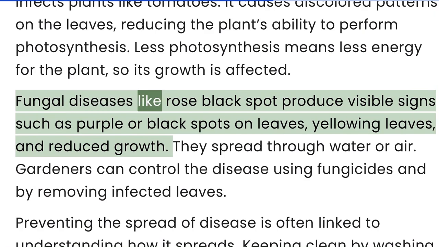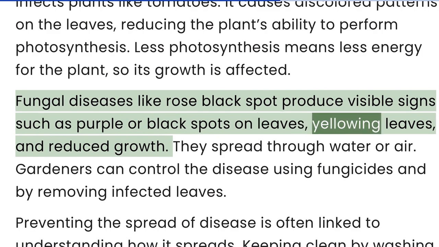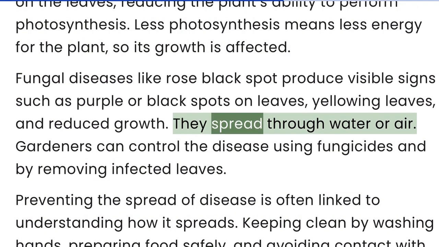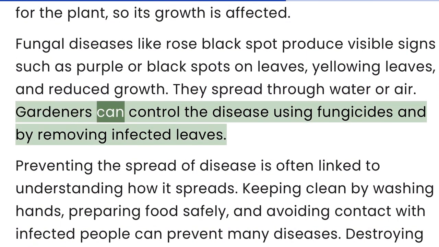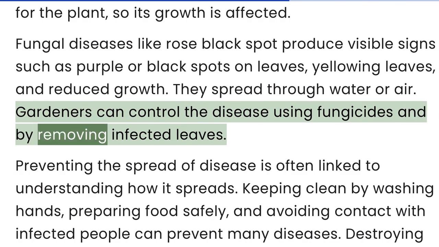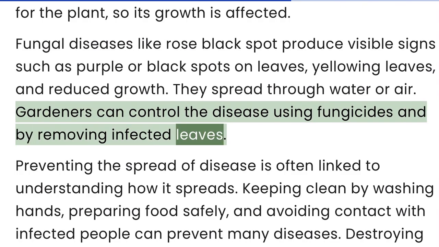Fungal diseases like rose black spot produce visible signs such as purple or black spots on leaves, yellowing leaves, and reduced growth. They spread through water or air. Gardeners can control the disease using fungicides and by removing infected leaves.